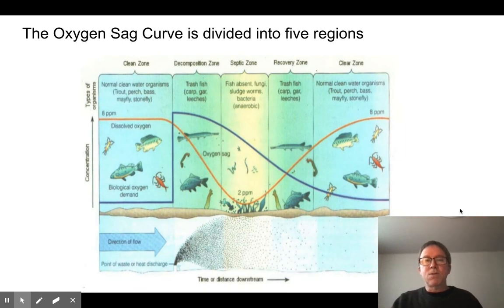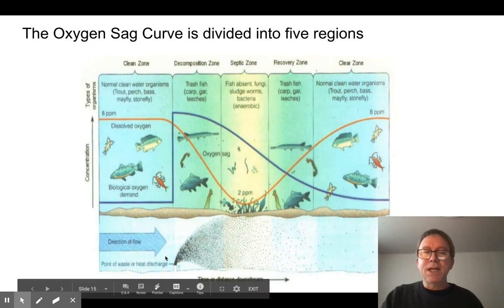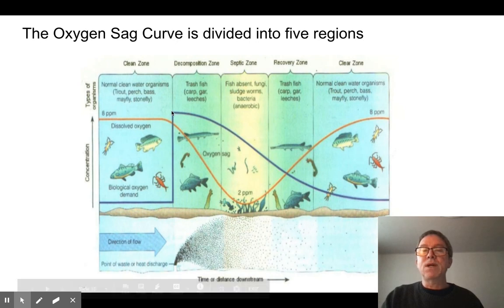This really shows it quite well. And I like this one because it shows a clean zone before and afterwards. So here we have a normal oligotrophic water system that has plenty of dissolved oxygen in it. We have great biodiversity of insects and other invertebrates and fish species. But at this point here, we've discharged a bunch of biologic waste, some feces.